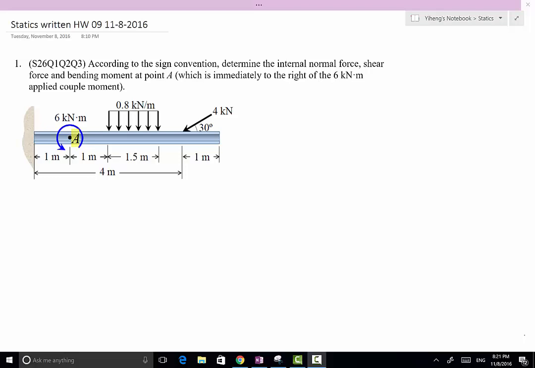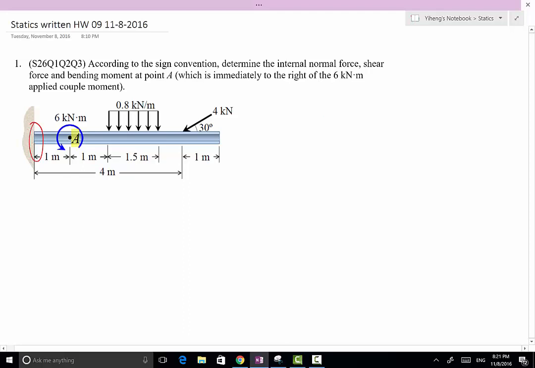In this problem, we have this cantilever beam, and it is subjected to these external loadings. Over here, it is supported by a fixed support. And we need to determine the internal normal force, shear force, and bending moment at point A, which is immediately to the right of the 6 kilonewton-meter applied couple moment.